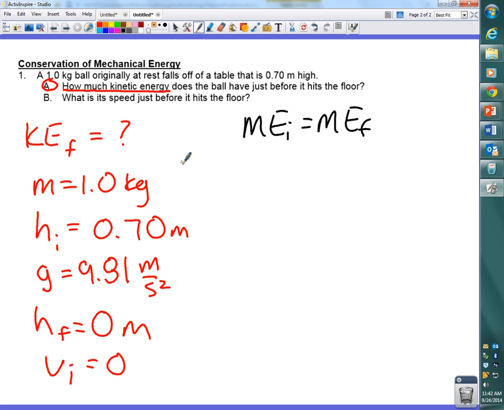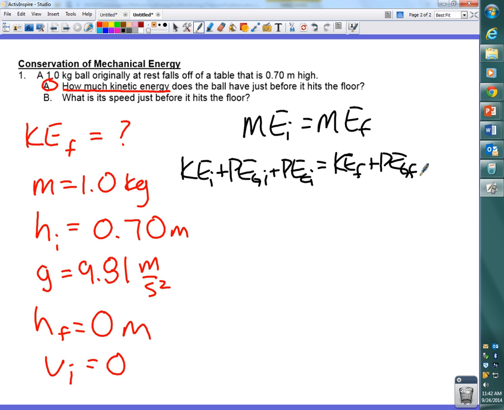We talked about the idea that when we talk mechanical energy, it's actually a combination of three kinds of energy. So ME_i is really KE_i plus PE_g,i plus PE_e,i, right? And the final mechanical energy, ME_f, is final kinetic energy plus final gravitational potential energy plus final elastic potential energy.